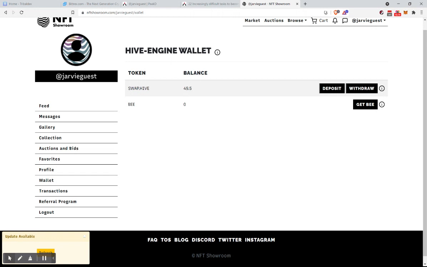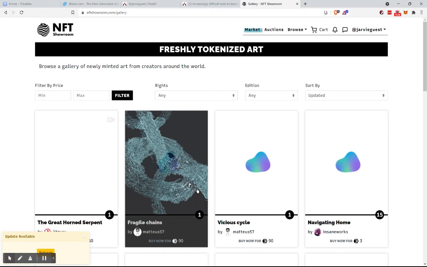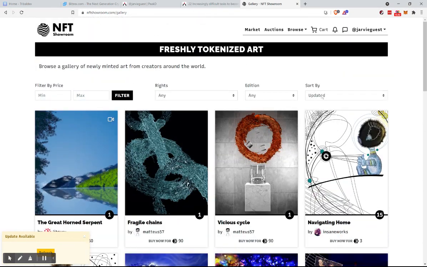Oh, I should have shown how to do it on B-Swap. They take less than 1%. Well, you're welcome, Hive Engine, for the extra money because your competitor takes less. Oh, well. But we've got Swap Hive. Now we can buy some stuff. So now we're going to go to the market.